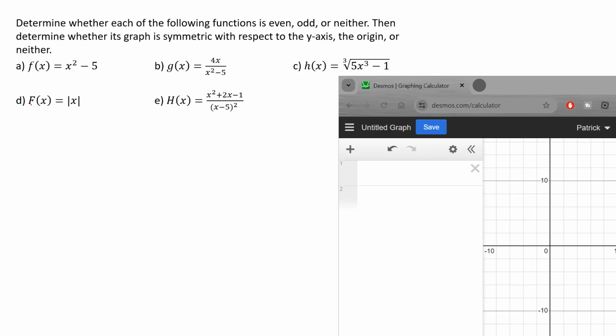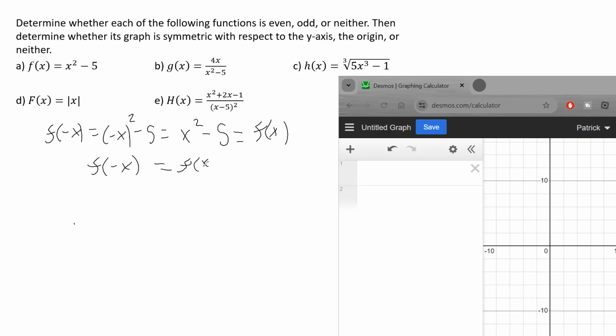In this case, if we plug in negative x, f of negative x is negative x squared minus 5, which equals x squared minus 5, which equals the original function. So since f of negative x equals f of x, the function is even, and the graph of f is symmetric with respect to the y-axis.